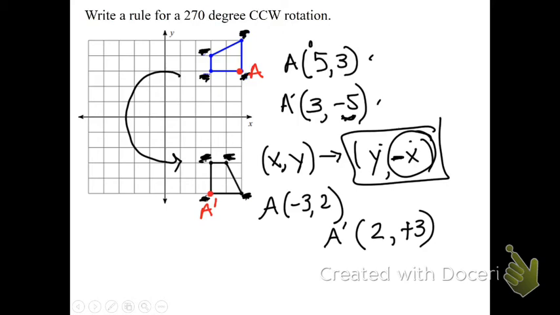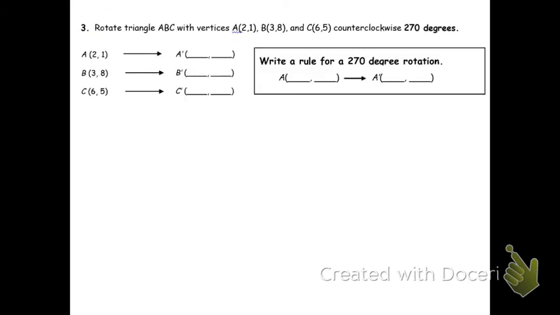All right, so go to your worksheet one last time, and let's apply this rule and write it down on your worksheet for your notes. Okay, first write that rule down. For a 270-degree counterclockwise rotation, XY maps to change the order and change the sign of the second one.